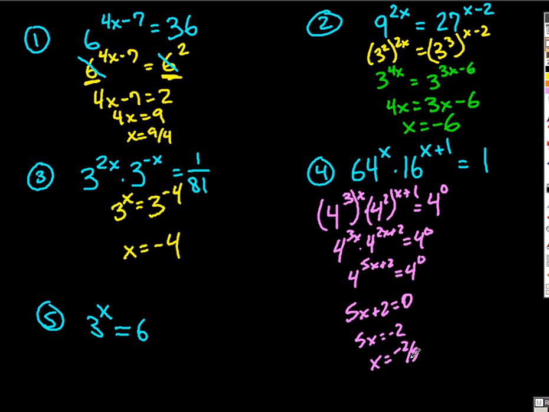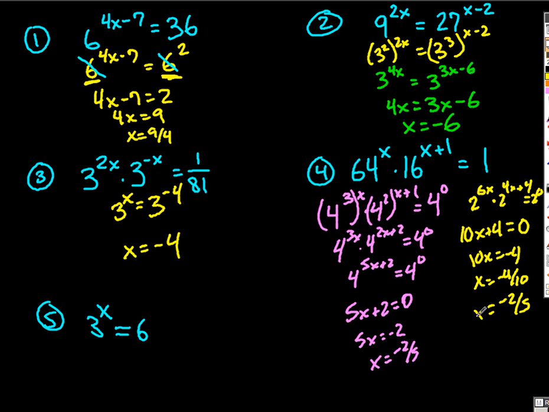Now, if you didn't like 4, maybe you noticed that you could have done 2 instead. It would have been 2 to the 6th power, and then this would have been 2 to the 4th power, and still would have been 2 to the 0. So I would have had 10x plus 4 equals 0. I would have had 10x equals negative 4. x equals negative 4 over 10, which is the same as negative 2 over 5. So either way, I would have had the exact same answer for that problem.